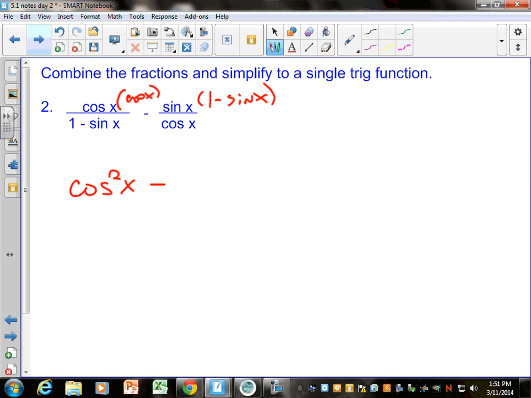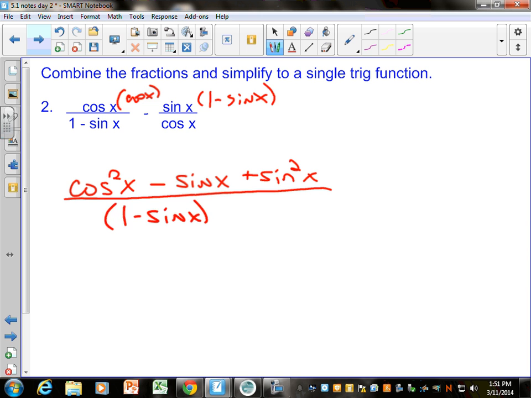And again, it's a minus sign, right? So that's negative sine times 1 is negative sine. But negative sine times negative sine is positive sine squared. I think that should be your top. And on the bottom, I have 1 minus sine of x times cosine of x.